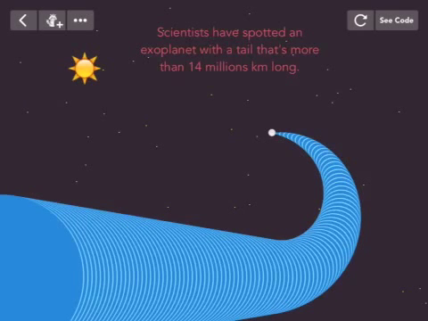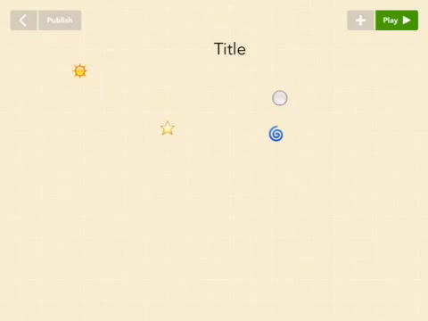Did you know that scientists have spotted an exoplanet with a tail that's more than 14 million kilometers long? Here's a program that draws the exoplanet with its tail. Here's our work table with the title, the sun that will also draw the background, the star that will draw all the stars at random locations on the screen, and the planet with its tail.